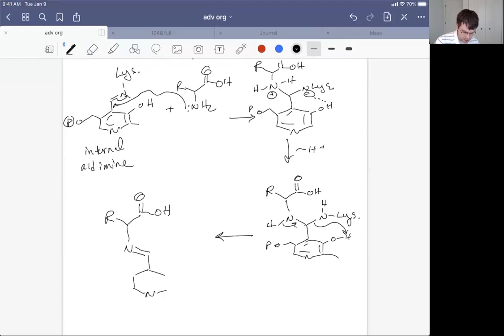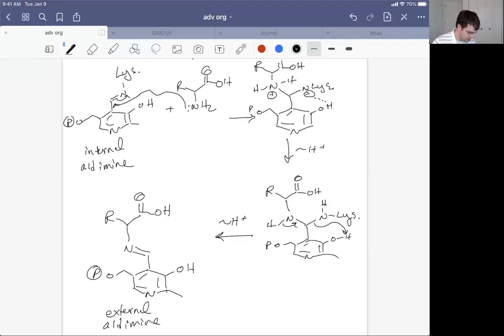Instead, what we are is an imine, and then we'll pick up an H plus from all the places we could pick up H pluses around here. We're now an imine or an aldimine bound to the amino acid. So this is called an external aldimine.